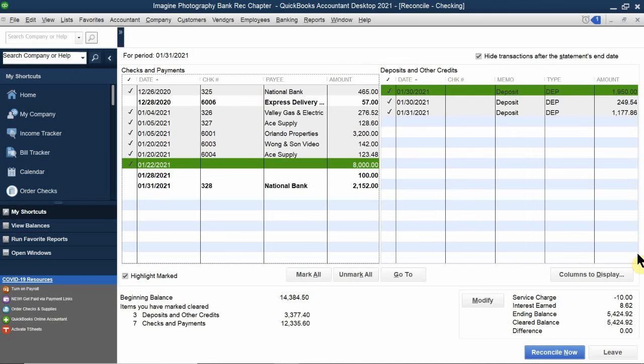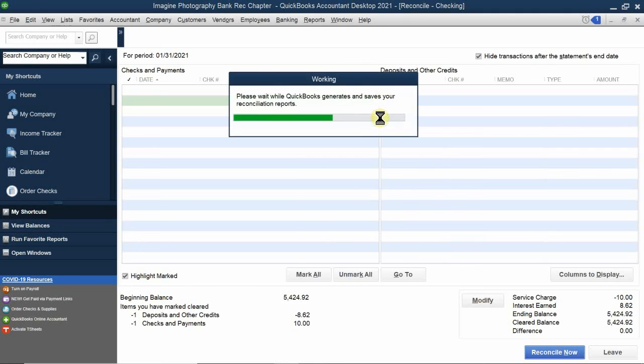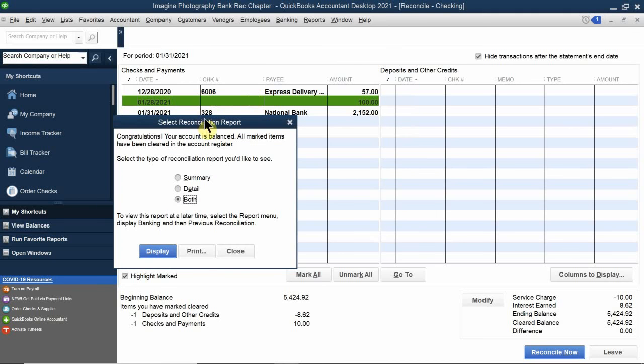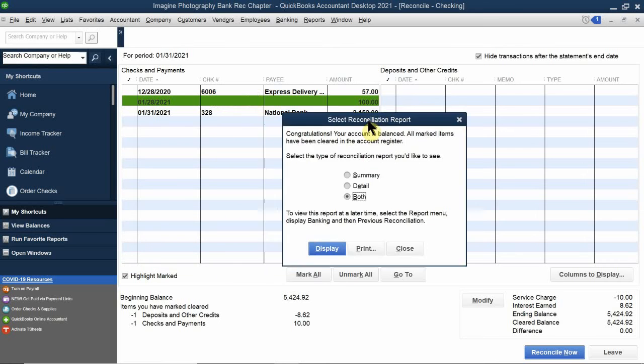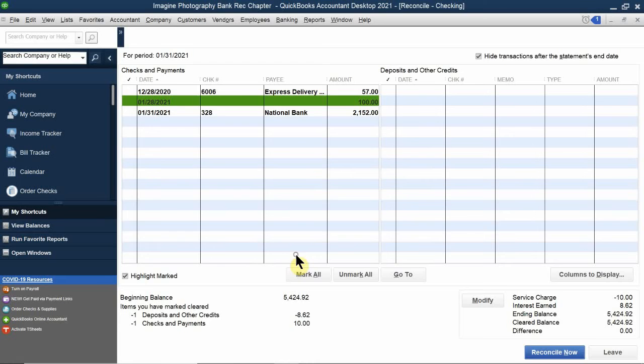Okay, but once you've done that and everything looks good and you're at 0, you can go ahead and record this reconciliation. Okay, so once you record this reconciliation, here you go. It's going to ask you what do you want to do now that you complete the reconciliation. So as you can see, it has cleared up. Now I have 3 outstanding checks and withdrawals, and my deposits, there's none. All right, in this case, I'm going to do both, and I'm going to display them.